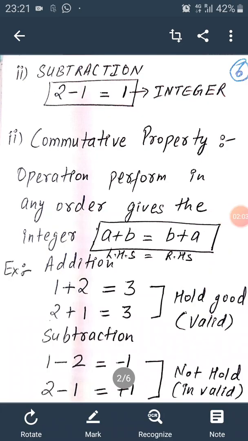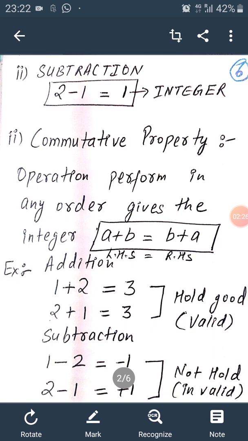Now we will see for subtraction. For subtraction, only the operation will be changed, and the numbers we are taking are the same numbers, 1 and 2. So 2 minus 1 is equal to 1, and 2 is also an integer, 1 is also an integer. It holds good for subtraction, or the property is valid for subtraction.